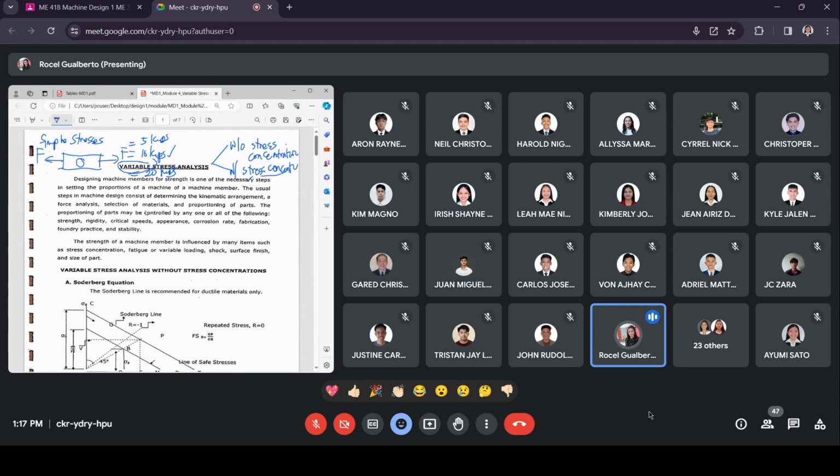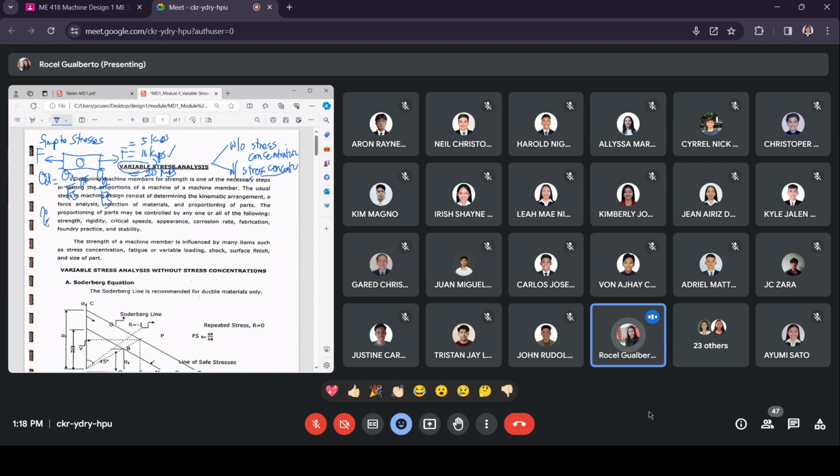So how do we design these members? When we say variable, you subject the member to several loads, fluctuating loads or variable loads, with and without the stress raiser. Now, how do we design this member? Let us forget for now the usual design stresses that we have. For simple stress, we have the design stress sigma D equal to sigma U over factor of safety, or sigma Y over factor of safety.